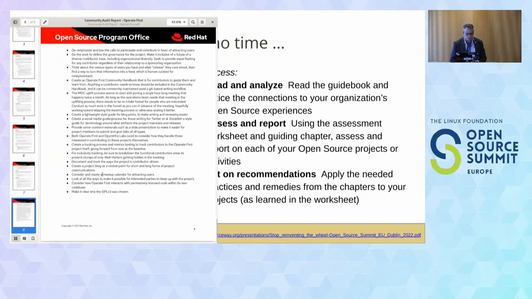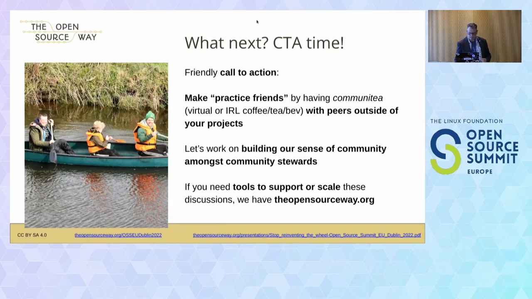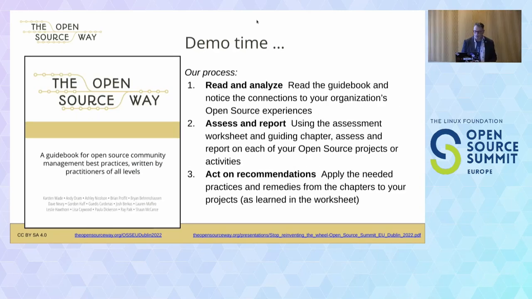Like consider and create a meetup calendar for attracting users. Or create a lightweight style guide for blog posts to make writing and reviewing easier. Create a tracking process and metrics tooling to track contributors to the Operate First project itself, et cetera. So that's the basic idea. Didn't mean to be jumping ahead.